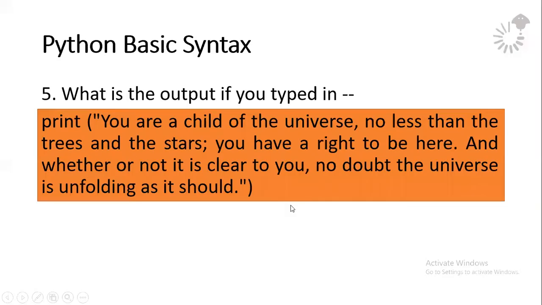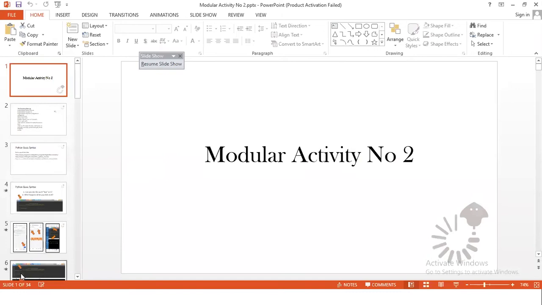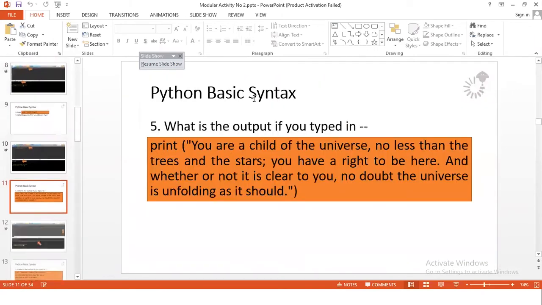Okay. What is the output if you type in, you are a child of the universe, no less than the trees and the stars. You have a right to be here, and whether or not it's clear to you, no doubt that the universe is unfolding as it should. So, ano daw ang output if we have that? Dahil, natamad mag-type si Ma'am Ray, copy-paste tayo. Where is it?